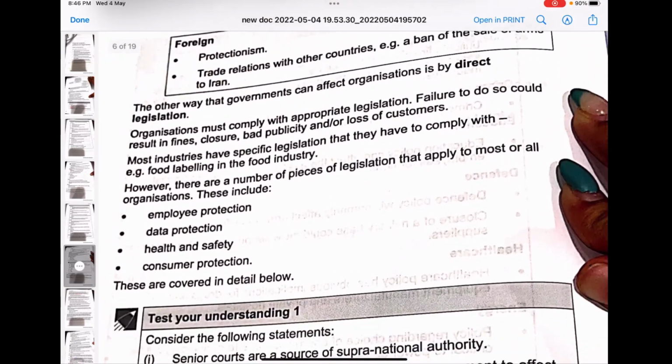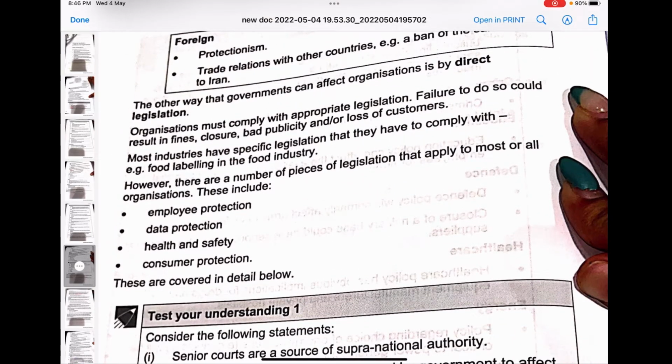Moving on. The first way in which the government can affect organizations is through policies. Now we have the other way that governments can affect organizations. It is by direct legislation, by putting legislation on certain things. Organizations must comply with appropriate legislation. Failure to do so could result in fines, closure, bad publicity, or loss of customers. Obviously, when a business organization does not comply with the legislation, it faces problems.